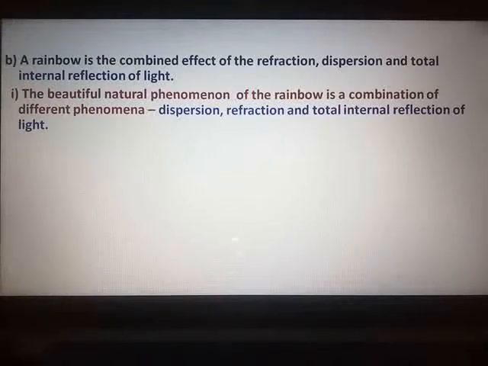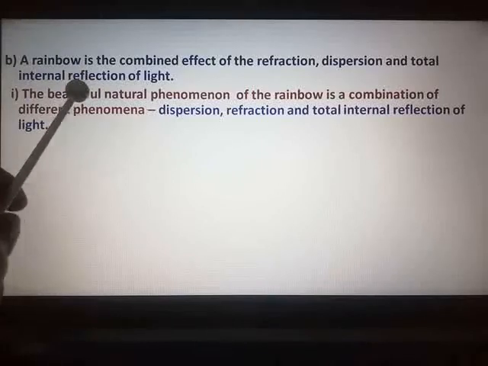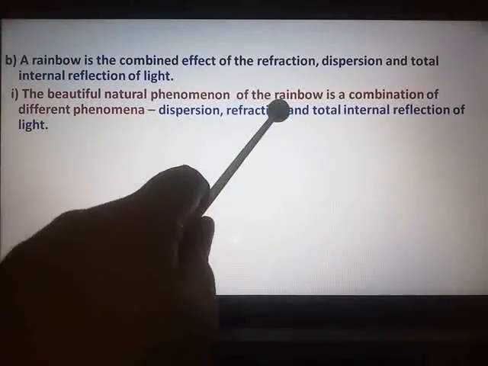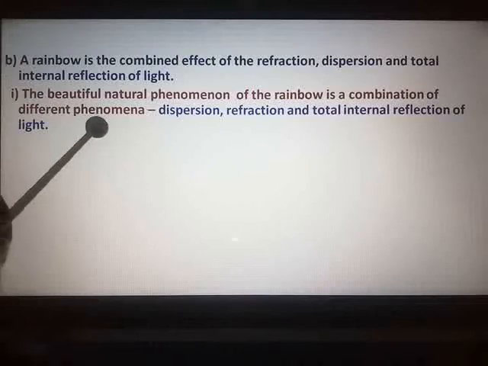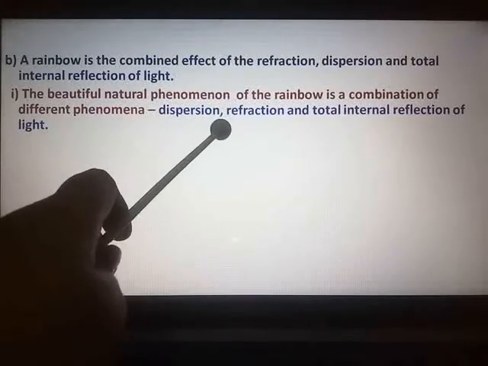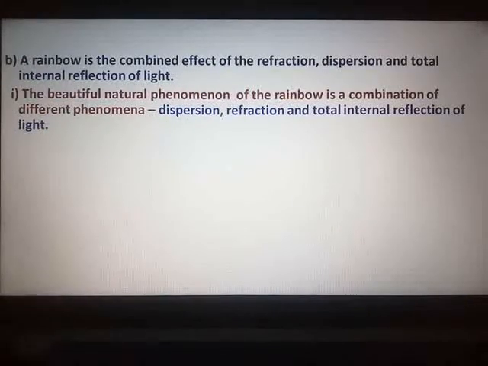The first point is, the beautiful natural phenomenon of the rainbow is a combination of different phenomena: dispersion, refraction and total internal reflection of light. Now for the first three statements, do not write everything as it is given in the textbook. I have told you in the live session also yesterday how to decrease the length of the statement and cover all the concepts. That is the art which you have to express in your answer sheet.